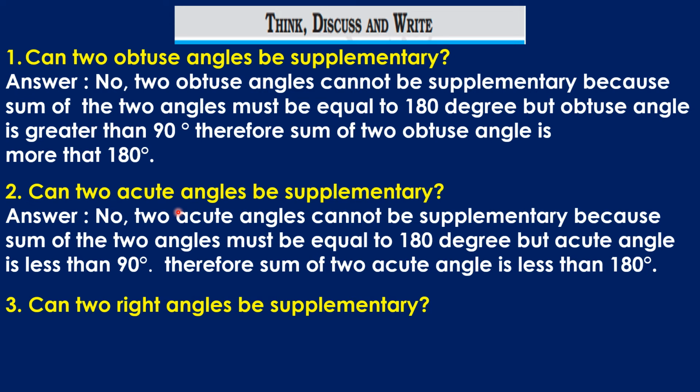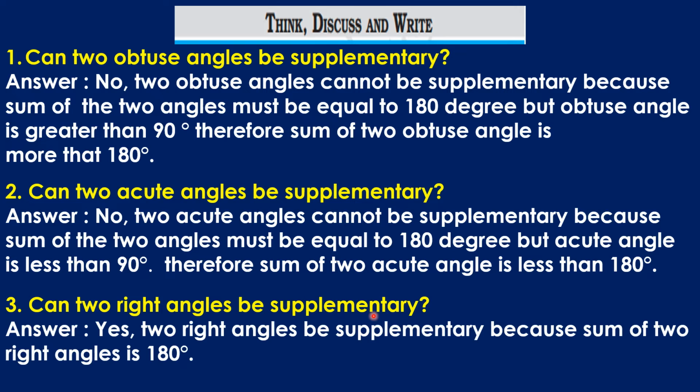Okay. The next, can two right angles be supplementary? Here the answer is yes, because what is a right angle? It is 90 degree. If we take two right angles, 90 degree plus 90 degree, it will be 180 degree. That means it is meeting the requirement of supplementary angles. Yes, two right angles can be supplementary because the sum of the two right angles is equal to 180 degree.